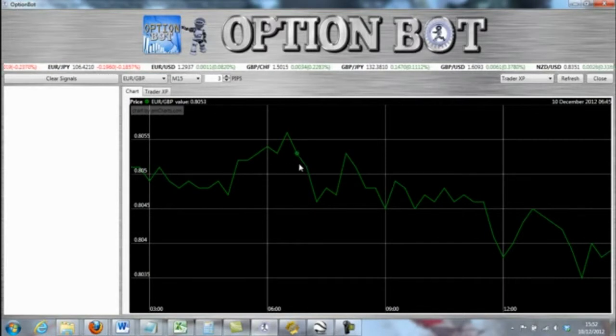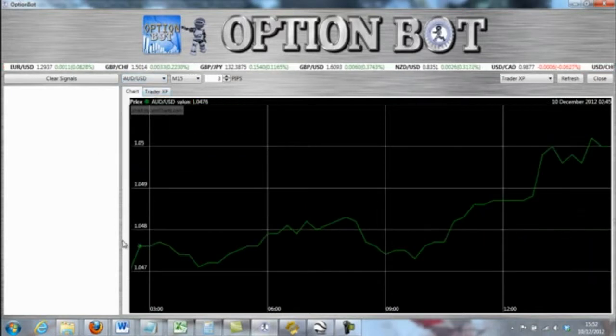So whenever I get an advice from OptionBot, if it tells me that the market's gone up, i.e. they want me to put a trade on going down, I will first look at the chart, and if it's got what I call a downward trend, like this does, I'll put a trade on.